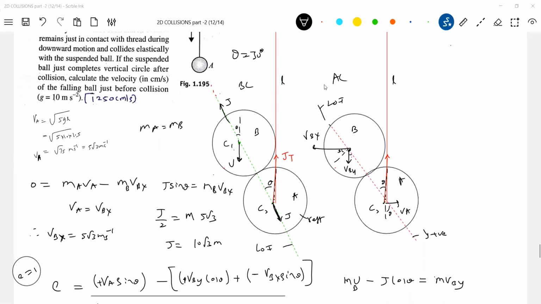No, no, no, no. That is in contact. What happened? That impulse JT is acting only on the ball A, and will not have any impact on ball B. That impulse JT will not have any impact on it. So JT acts only on ball A.